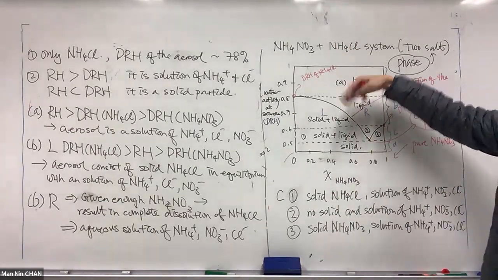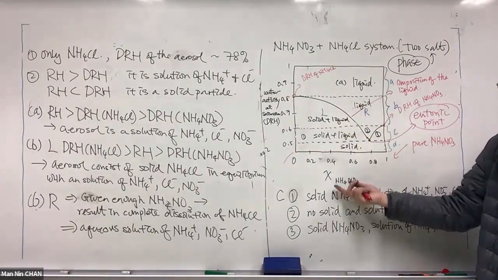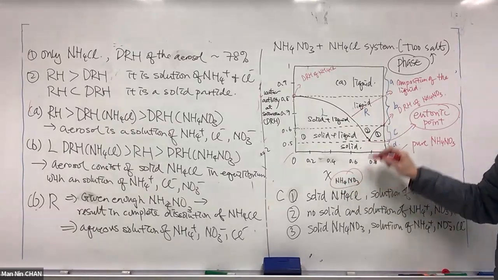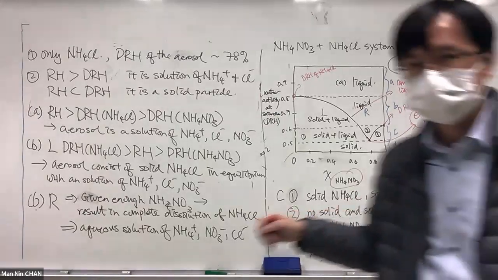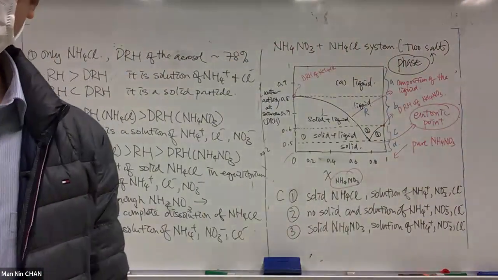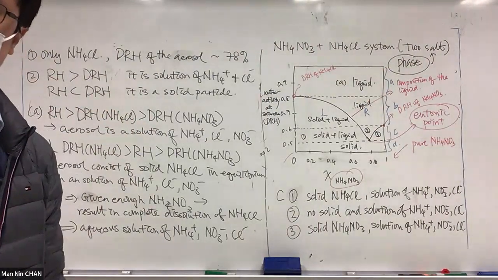But here the idea is that when you have more and more ammonium nitrate, remember ammonium nitrate has a lower DRH, so it always has deliquescence. This will help provide some water to dissolve your salt.